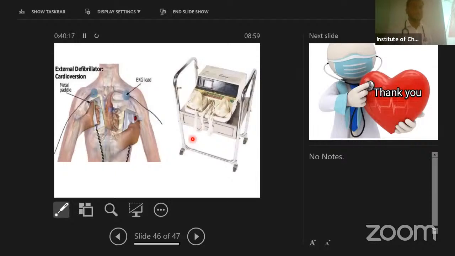This is a basic image of the defibrillator. You can use the metal paddles, placing them in the right infraclavicular area and the other in the left precordial area. Defibrillation can be of two types: synchronized defibrillation, or DC cardioversion, and unsynchronized. Synchronized means we have to give the shock at the time of the peak of the R wave. In an emergency condition, we can give the shock irrespective of any ECG component.